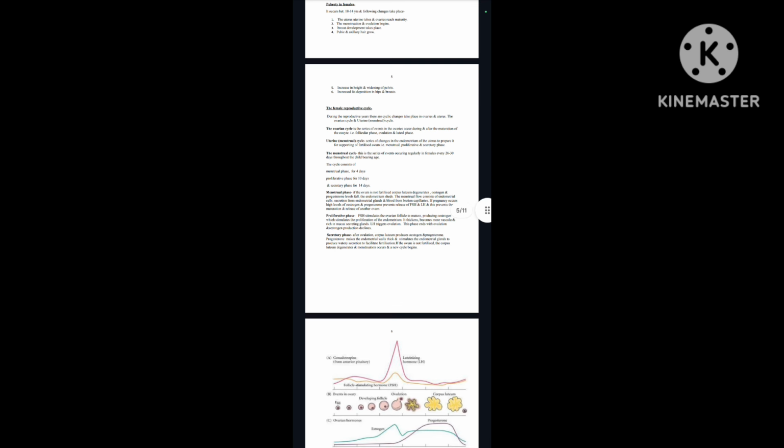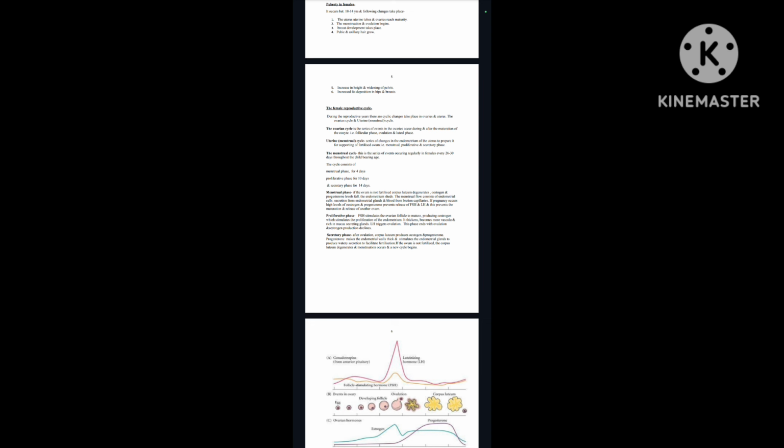Now, female reproductive cycles. During the reproductive years, cyclic changes take place in the ovary and uterus: the ovarian cycle and the uterine cycle, meaning menstruation. The ovarian cycle is a series of events in the ovaries that occur during and after the maturation of the oocyte. Example: follicular phase, ovulation, and luteal stage. Menstrual cycle: a series of changes in the endometrium of the uterus to prepare it for supporting the fertilized ovum. Example: menstruation, proliferative and secretory phase.